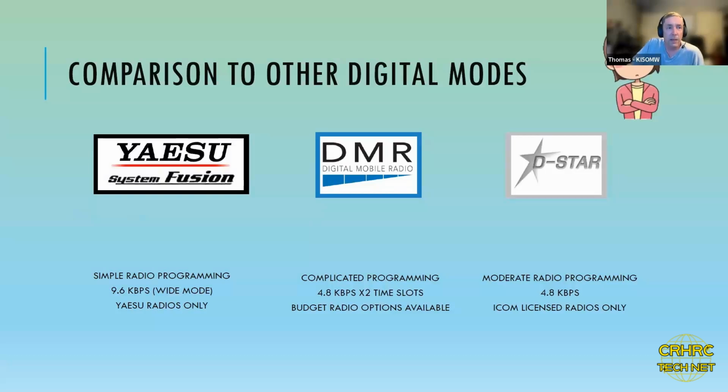DMR divides this bandwidth between two available time slots, making it possible to have two independent conversations simultaneously, while System Fusion uses half of the available bandwidth for voice and half for data in normal mode, with the option of switching to wide voice mode, which uses all available bandwidth for voice. This wide mode offers much better sounding voice communication that many operators prefer to the more robotic sounding DMR and D-Star.